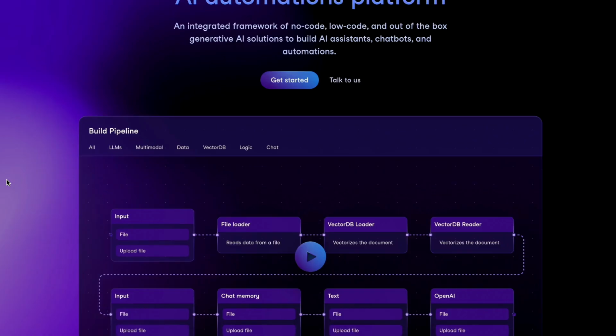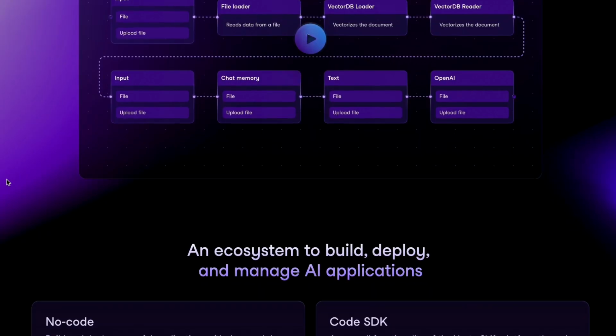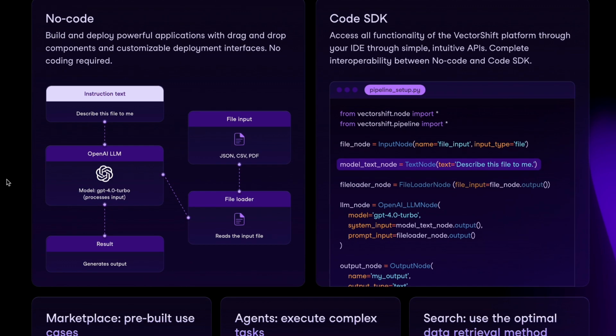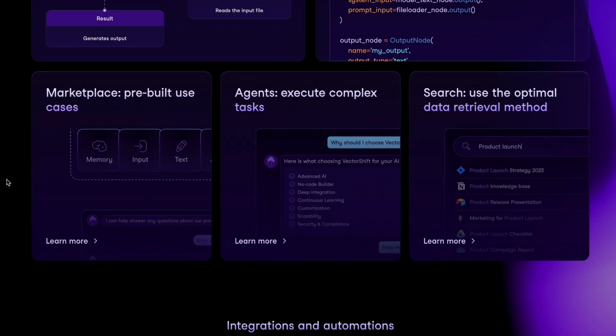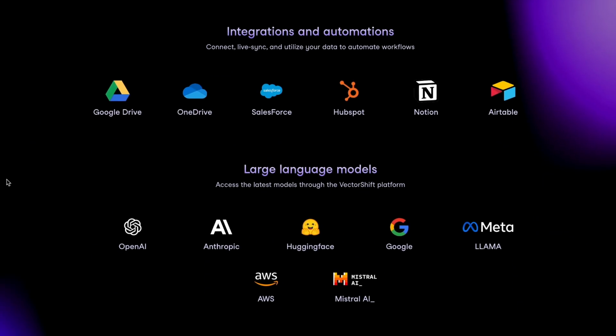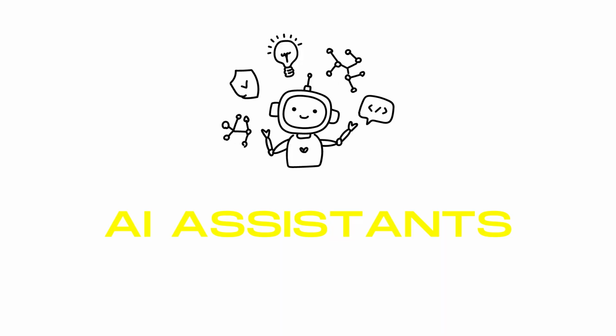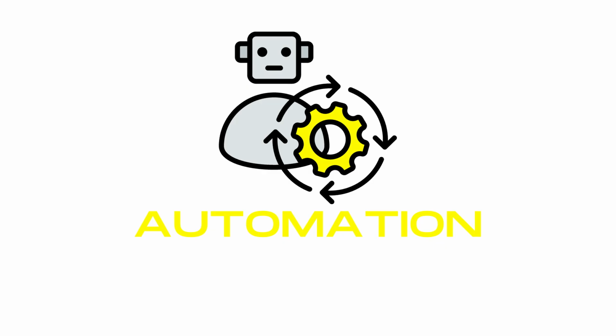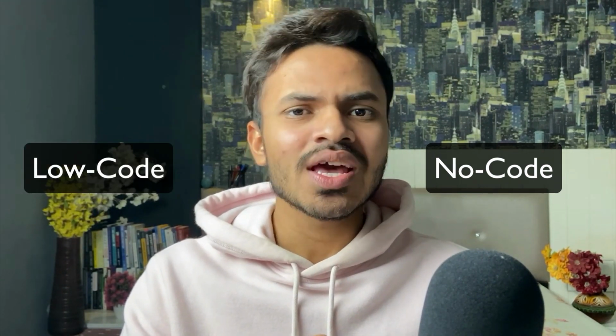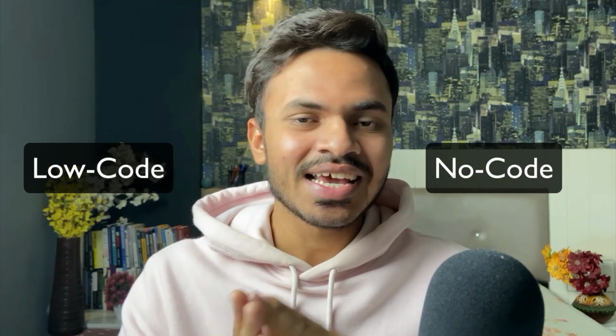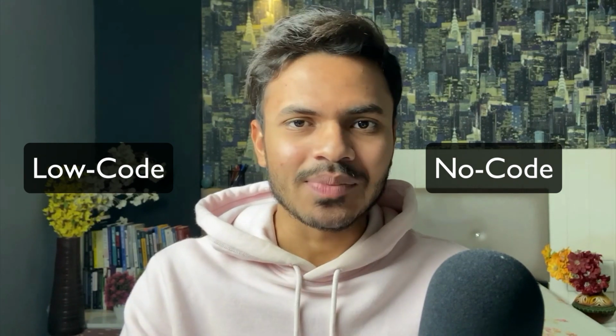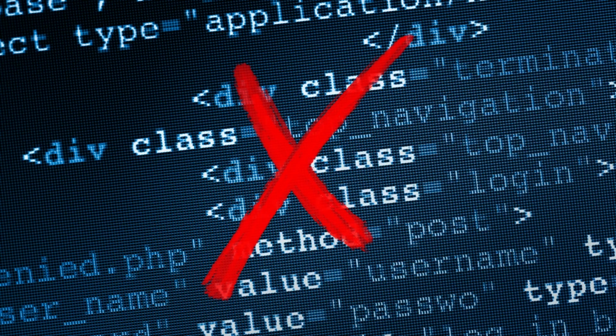This platform is an end-to-end AI automation platform, which is an integrated framework of no-code, low-code, and out-of-the-box generative AI solutions to build AI assistants, chatbots, and automation. This platform is no-code and low-code, where even a non-technical person can build and deploy powerful applications with the help of drag-and-drop features, as well as some customizable components. And this platform doesn't require any kind of coding.